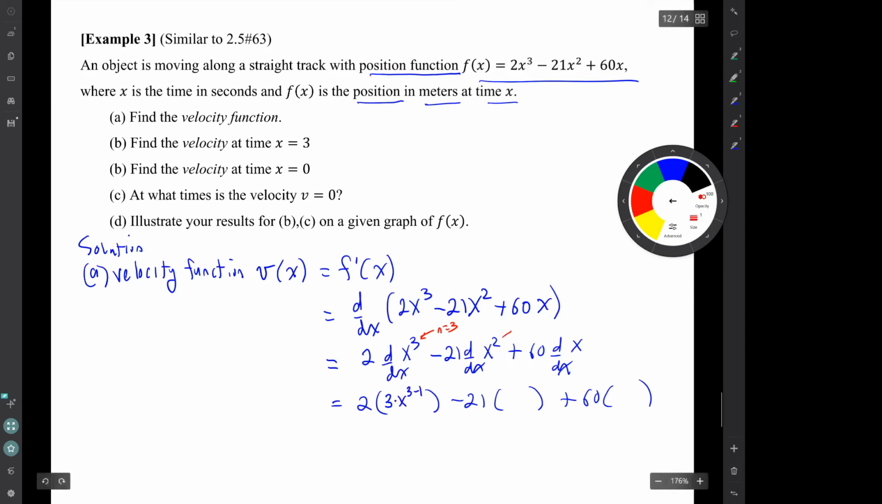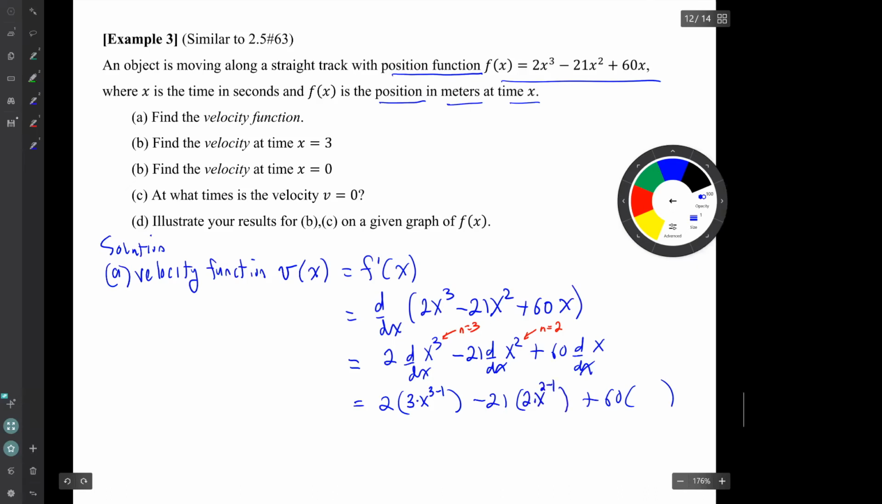In the next term, we have an n equals 2. So we're going to write down the right side of the power rule here using n equals 2. So that's going to be 2 times x to the 2 minus 1. And here we have a power function with n equals 1. So we're going to write down the right side of the power rule with n equals 1. Simplify. So there's our velocity function. v of x equals 6x squared minus 42x plus 60.